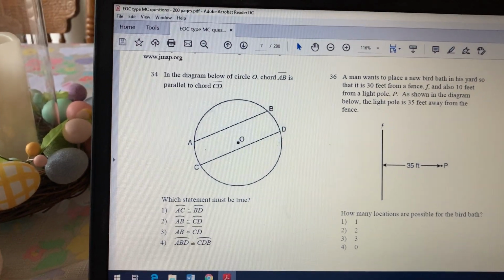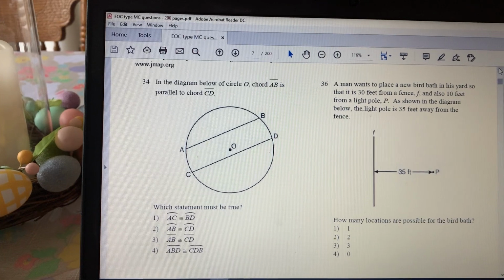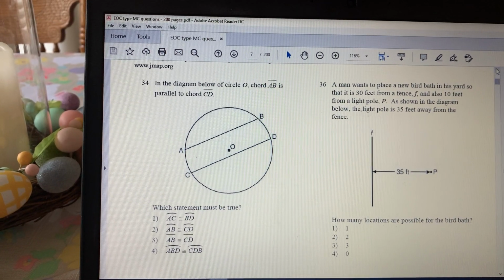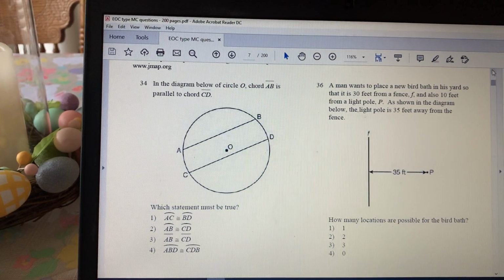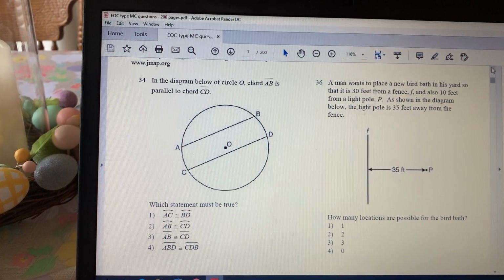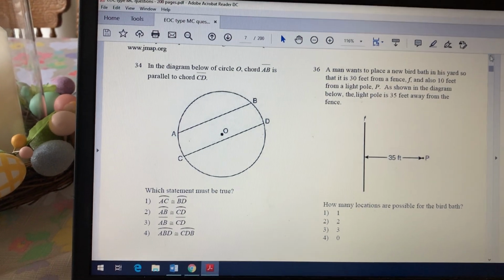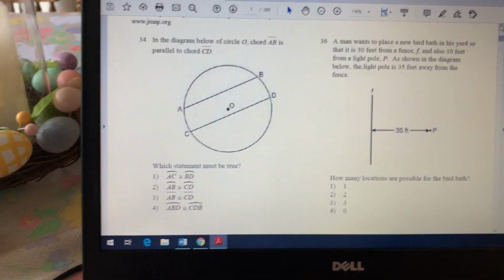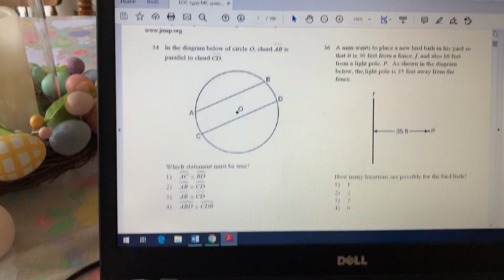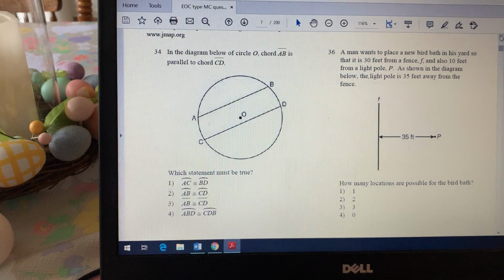Question 34, just jump into it. In the diagram below of circle O, chord AB is parallel to chord CD. Which statement must be true? So this is something we didn't really cover when we were talking about the chords and the sequence and all that.